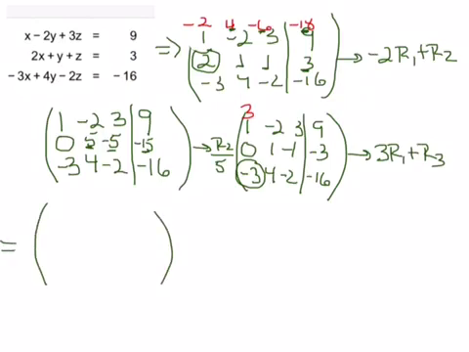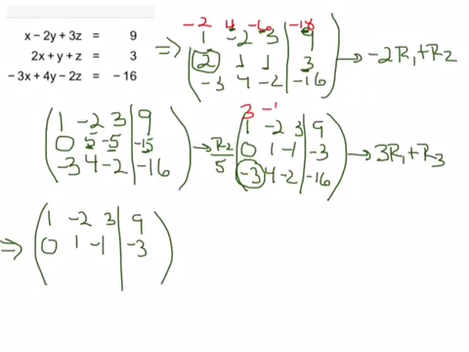So that's going to give us, row 1 won't change: 1, negative 2, 3, and 9. Row 2 won't change this time, so 0, 1, negative 1, and negative 3. And to get that 0 in row 3, when we multiply row 1 by 3, let's write what those are. 1 times 3 is 3.